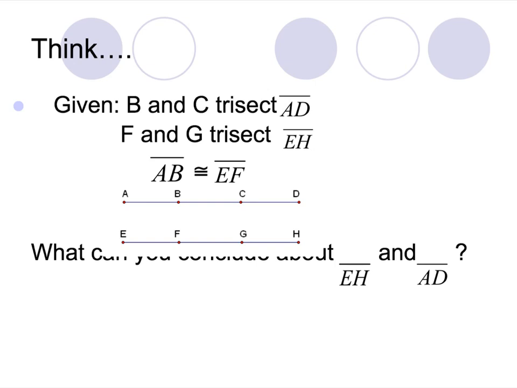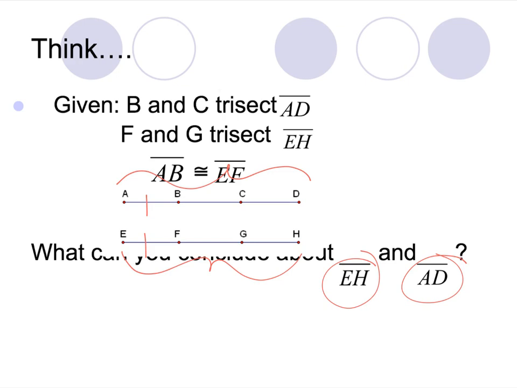Okay, so we've got B and C trisect AD. We've got F and G trisect EH. AB and EF are congruent to each other, so what can we conclude about EH and AD? That's what that says. What can you conclude? Those segments are supposed to be up there with the "and," not look like blanks right now. Anyway, I've got AB and EF are congruent. What can I conclude about this whole thing and this whole thing?